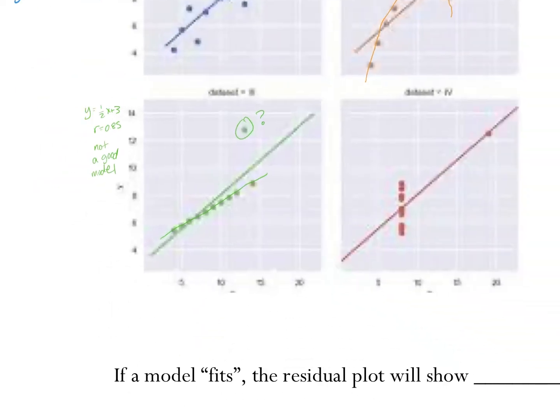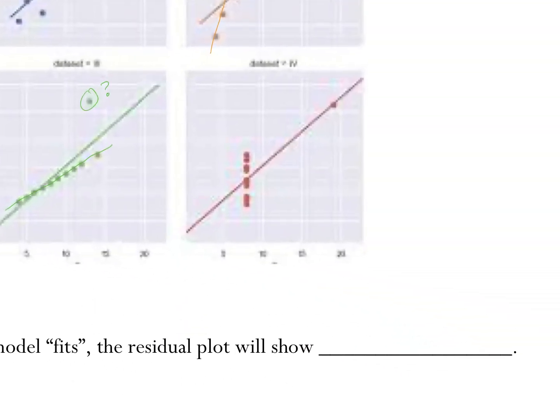Does anybody want to guess what the equation of this red line is? Y equals 1/2 x plus 3. Its r value is 0.85. And this is true, okay? But is that the model that best predicts what's going on in this graph?